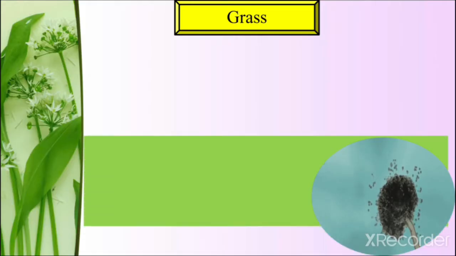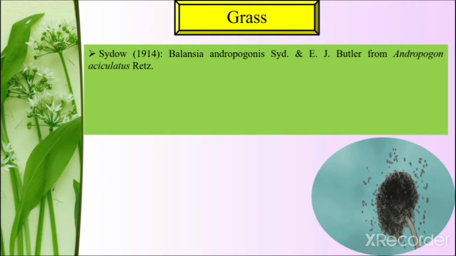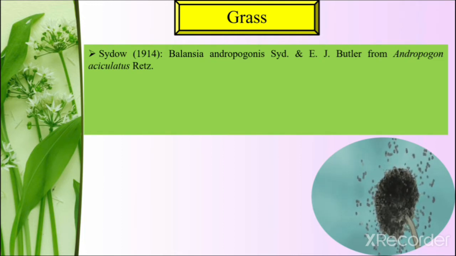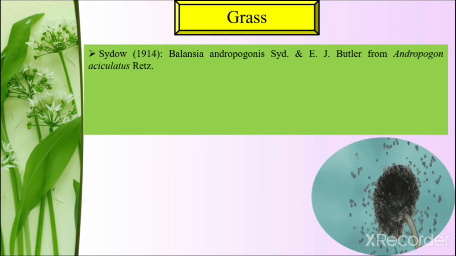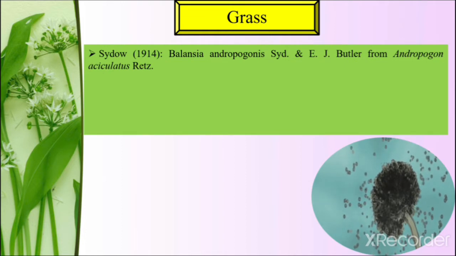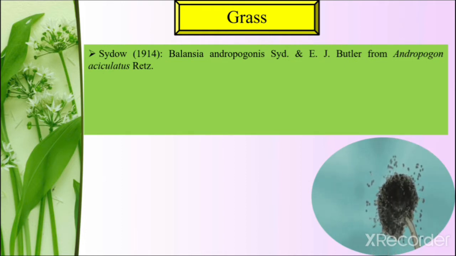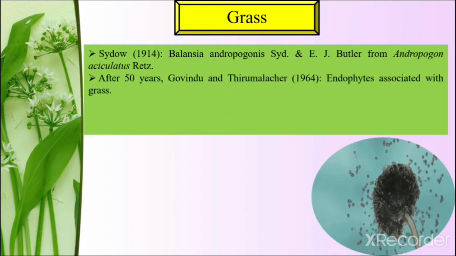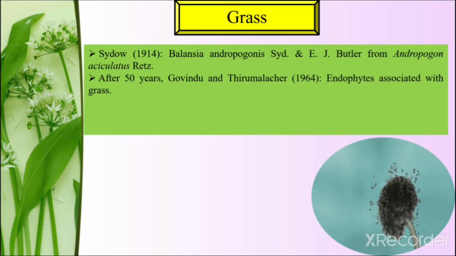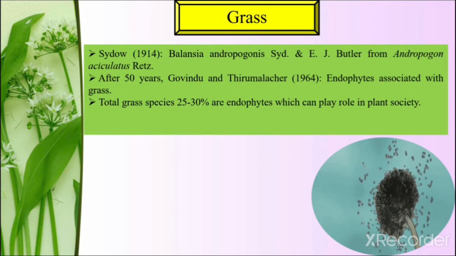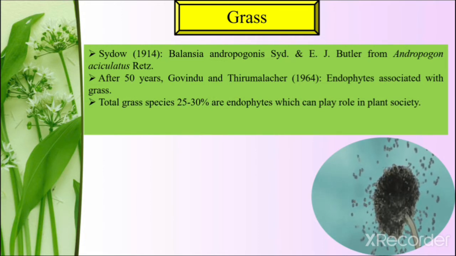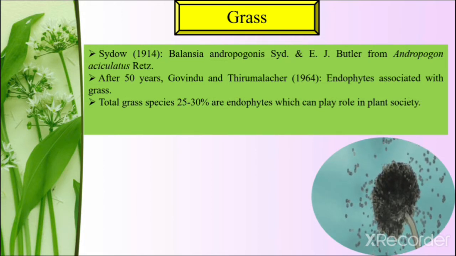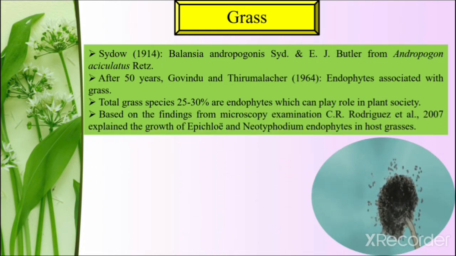Let's start with the first one, that is grass. Sido in 1914, Balansia and H.E. Butler from Andropogon acuata. The first scientist, Sido, isolated endophytic fungi from Andropogon acuata. Next, after 15 years, Govindu and Thirumalchar in 1964 isolated endophytes from grass. Of total grass species, 25 to 30% have endophytes which can play a role in plant society.